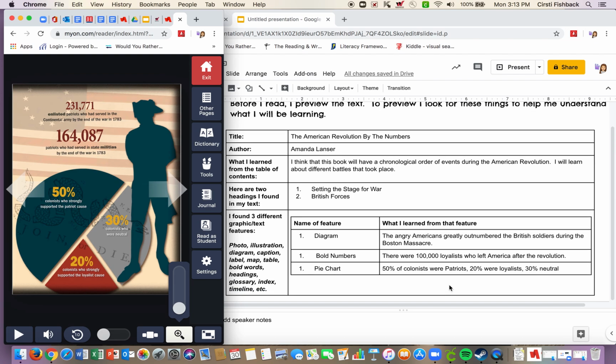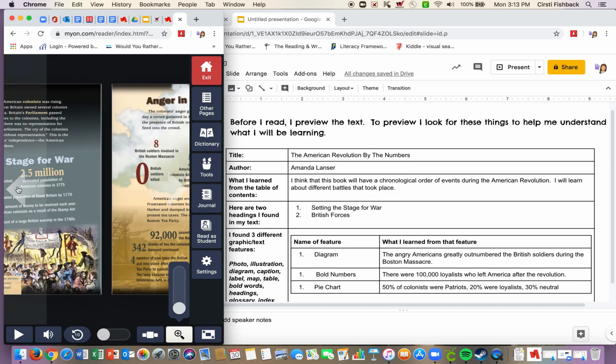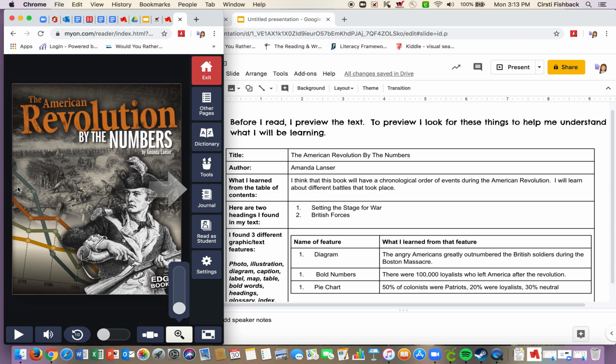That's all you have to do, except you're going to be doing it with a different text. The point of previewing the text is to help me understand what I'm going to be learning as I read this book. And honestly, I'm excited to continue reading this book and seeing what other things I learn about the American Revolution. I hope you enjoy it too.